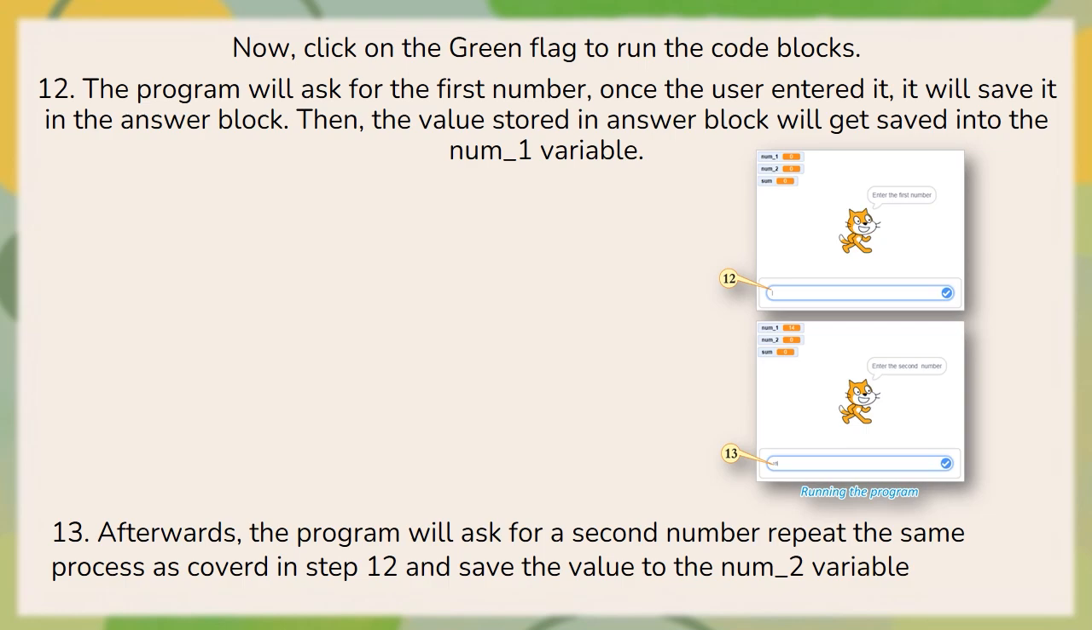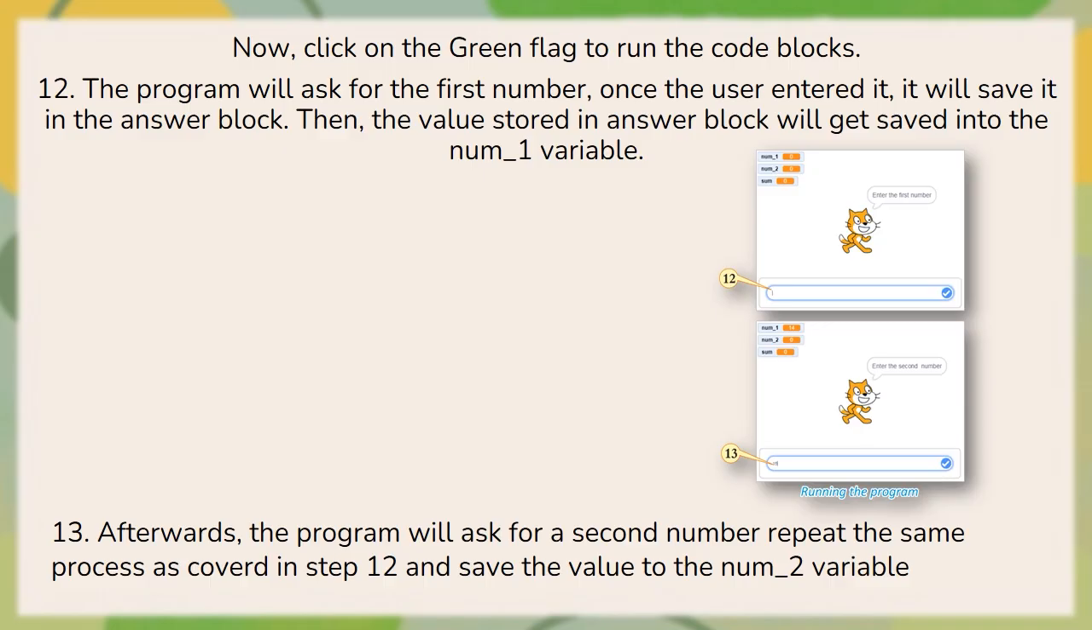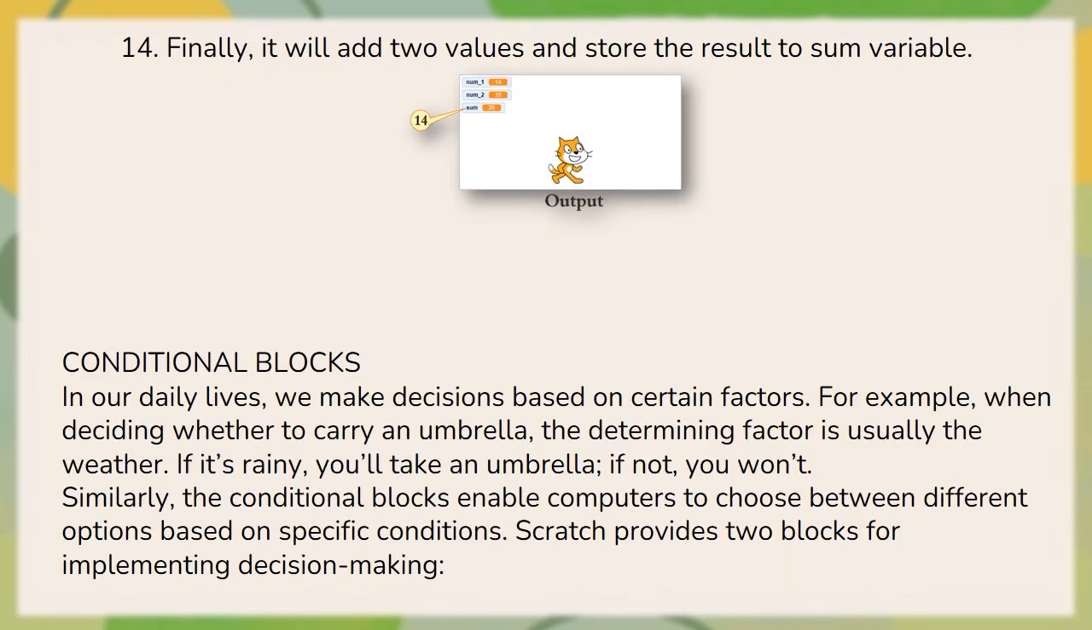12. The program will ask for the first number. Once the user enters it, it will save it in the answer block. Then, the value stored in the answer block will get saved into the num_1 variable. 13. Afterwards, the program will ask for a second number. Repeat the same process as covered in step 12 and save the value to the num_2 variable. 14. Finally, it will add the two values and store the result in the sum variable.